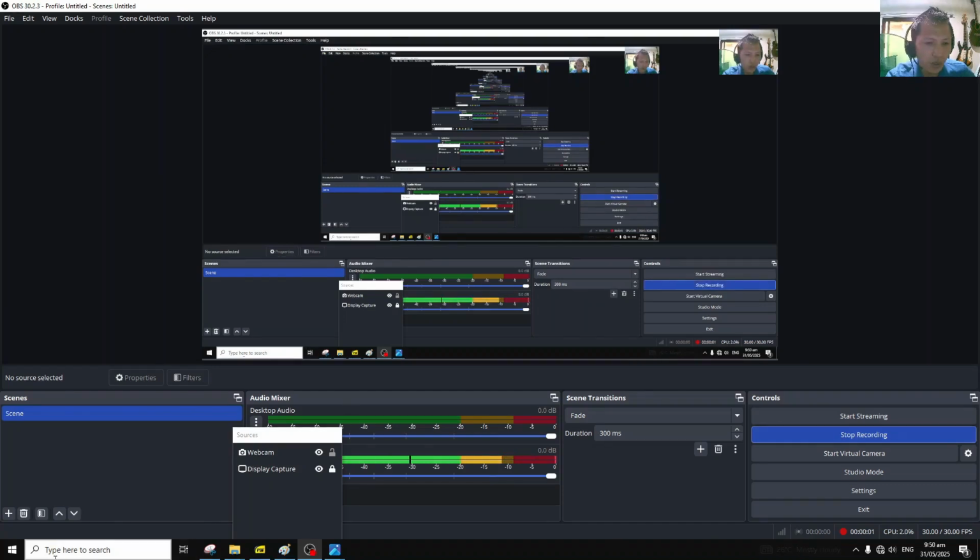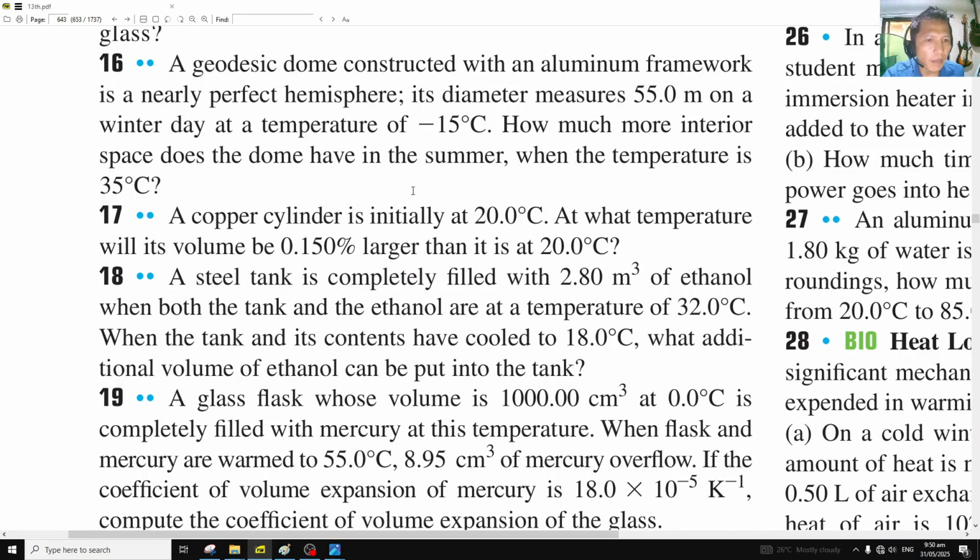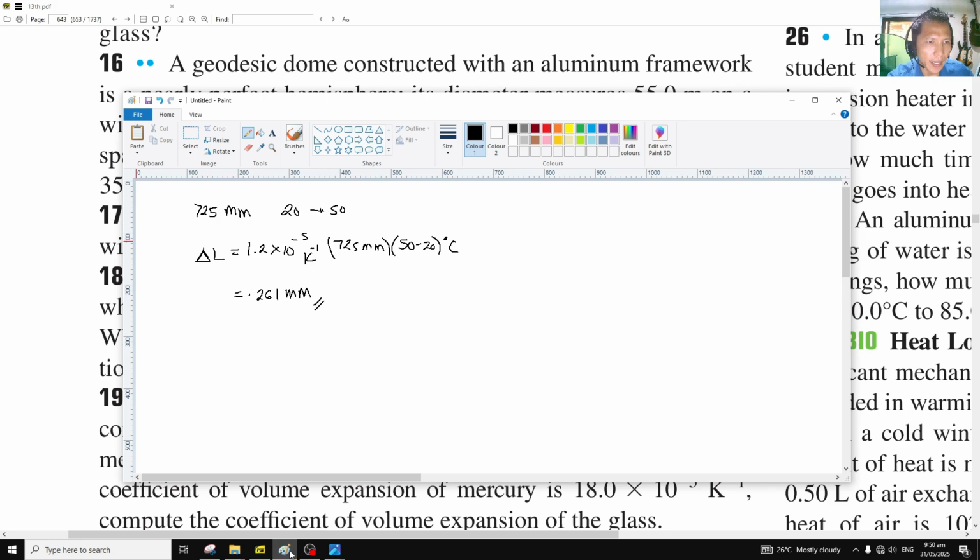Okay, let's continue. Problem 17. A copper cylinder is initially at 20 degrees Celsius. Initial, so that would be T1.